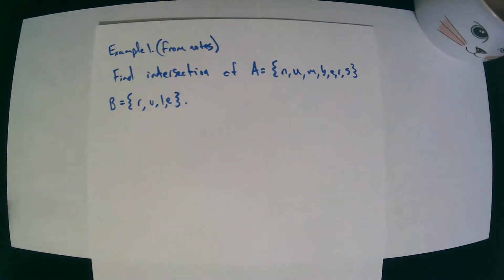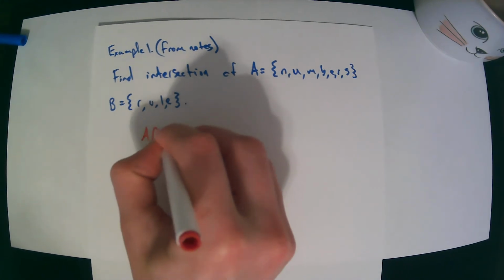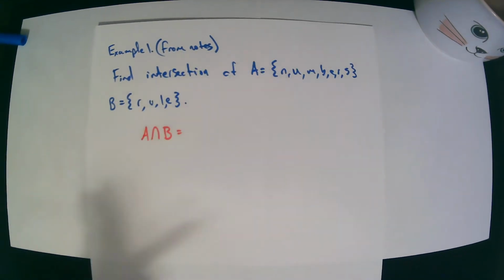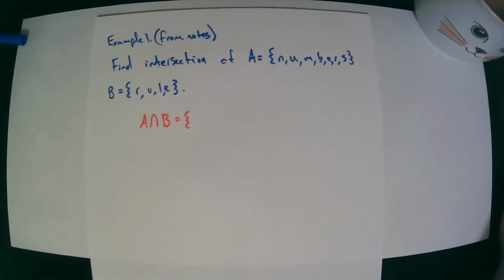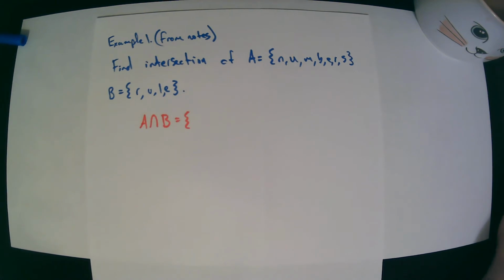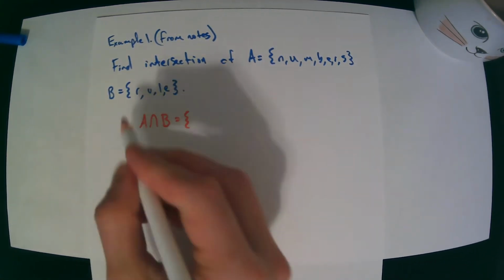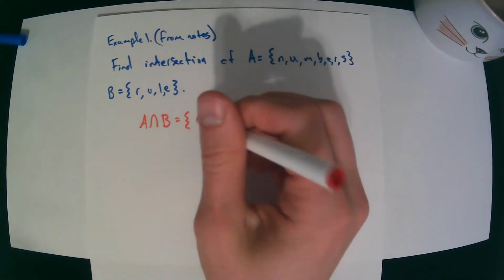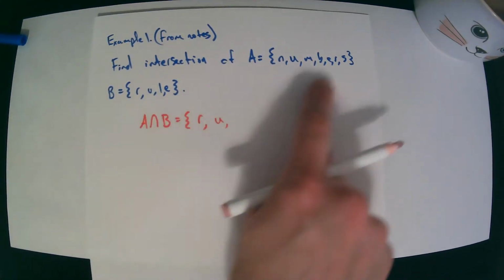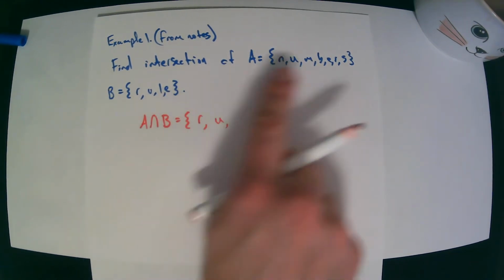But they want us to find the intersection, so this is what we want. We want A intersect B. And let's give it in roster notation. Because there's so few elements here, we can easily list these elements. So, what elements are in both A and B? Well, R is in A and B. U is in A and B. L is not, right? L is in B, but not A. And E is in both of them.